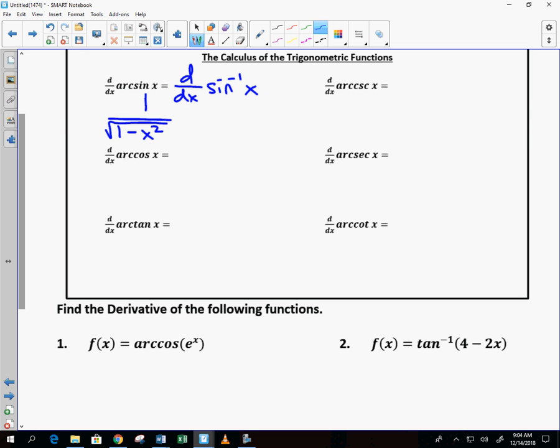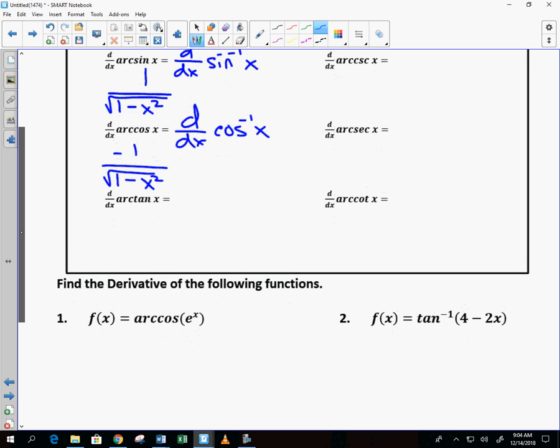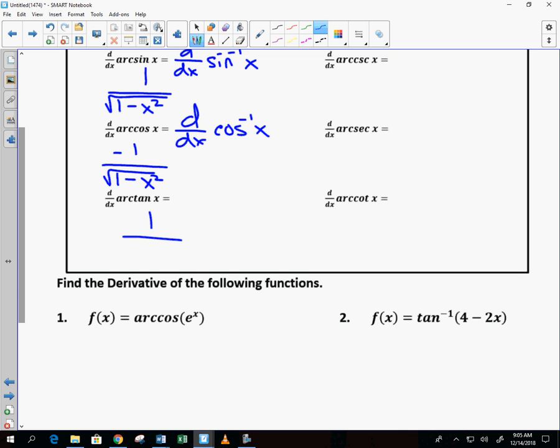Okay, arc cosine would be the same thing as the derivative of cosine inverse. Those mean the same thing. What's the derivative? Negative 1 over the square root of 1 minus x squared. Derivative of arctangent. You know what it is? Tangent inverse comes out to be 1 over 1 plus x squared.